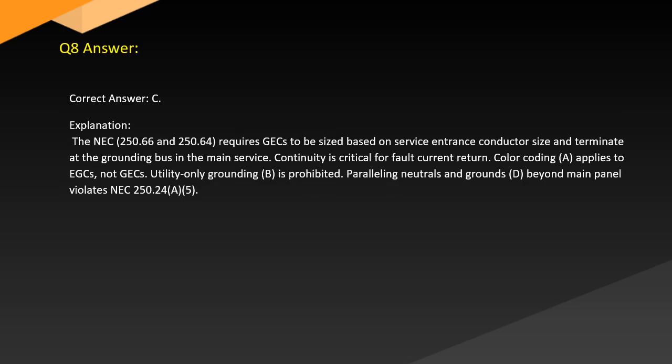Answer. Correct answer: C. Explanation: NEC 250.66 and 250.64 require GECs to be sized based on service entrance conductor size and terminate at the grounding bus in the main service. Continuity is critical for fault current return. Color coding, A, applies to EGCs, not GECs. Utility-only grounding, B, is prohibited. Paralleling neutrals and grounds, D, beyond the main panel violates 250.24(A)(5).